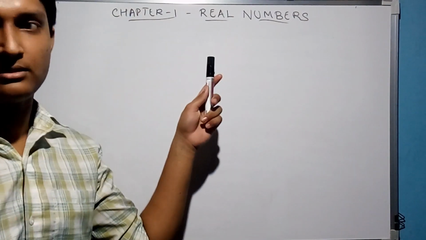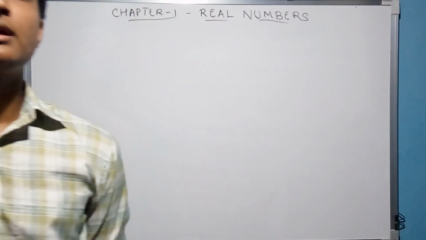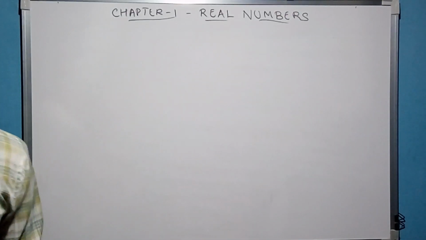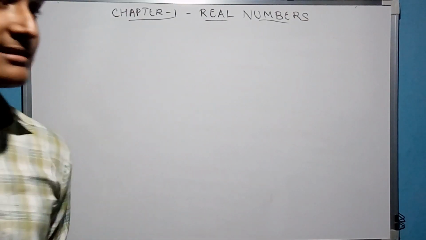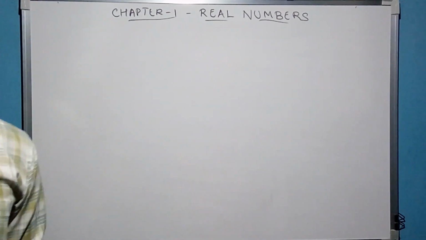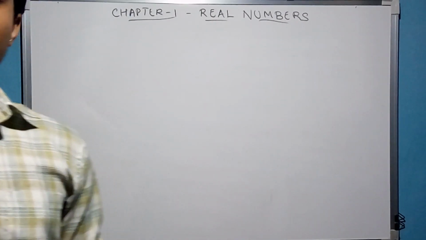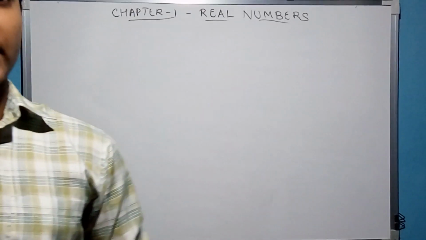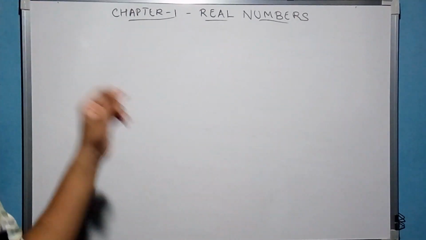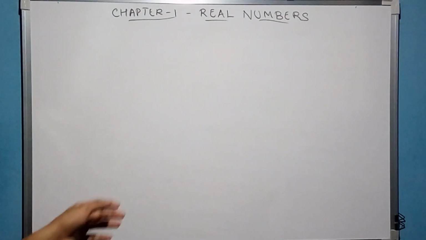This is chapter 1, real numbers. In class 9 we have also learnt about real numbers. Real numbers are the group of numbers that include rational as well as irrational numbers. Rational numbers are the ones that can be written in the form of p by q. So now we are going to learn the properties of real numbers in this chapter.